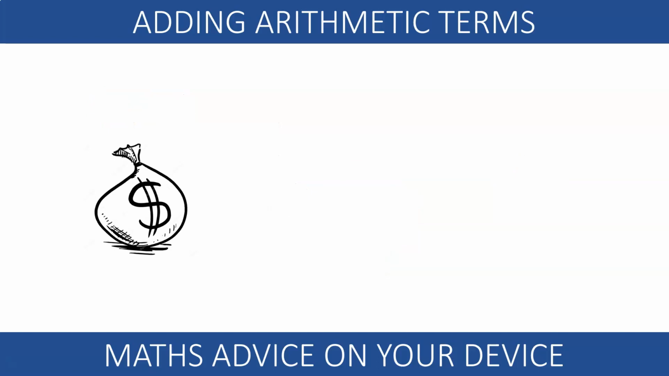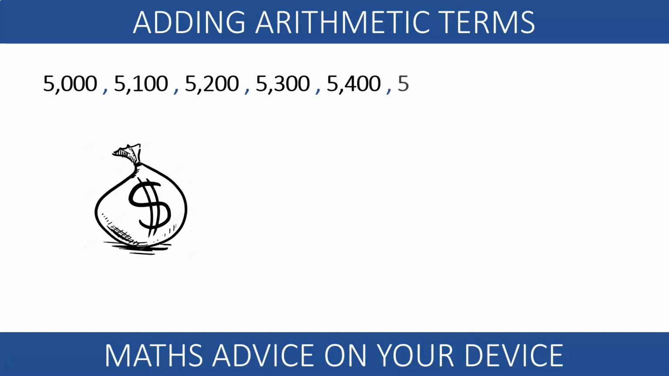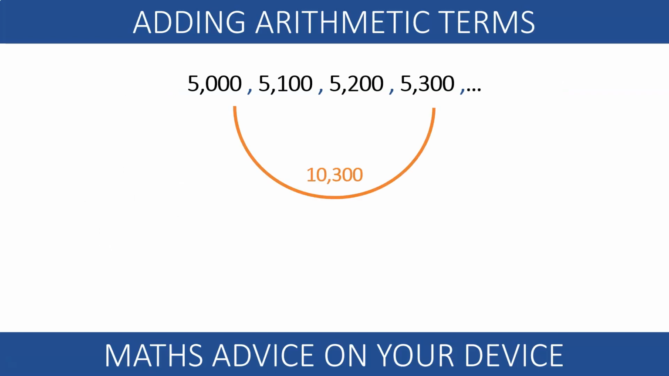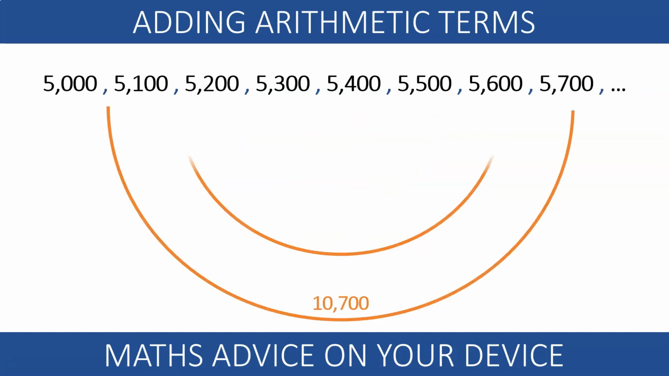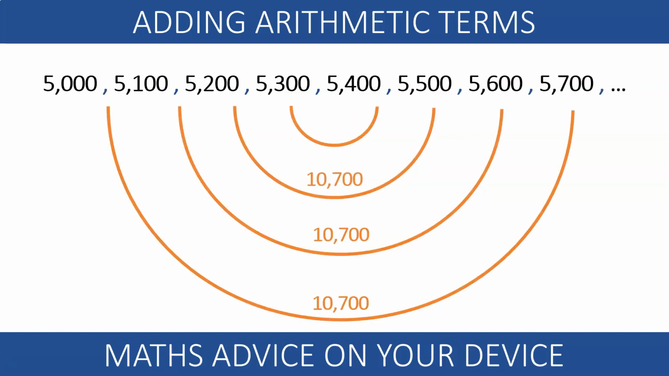The money that you make each month follows an arithmetic sequence. First term 5,000 and common difference 100. How much money do you make after n months on the job? Adding the first 4 terms, adding the first 6 terms, adding the first 8 terms.